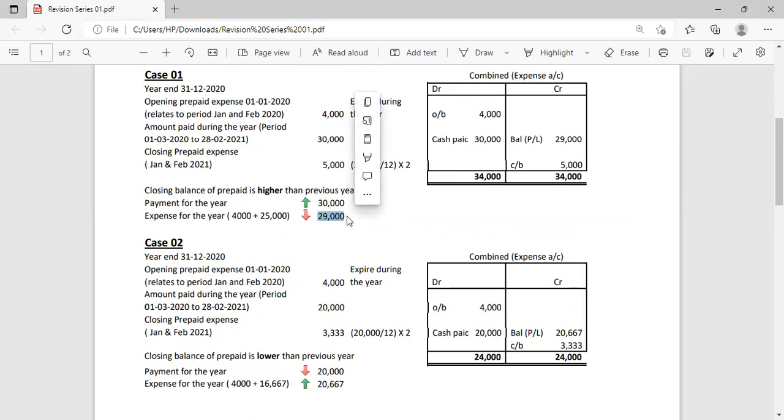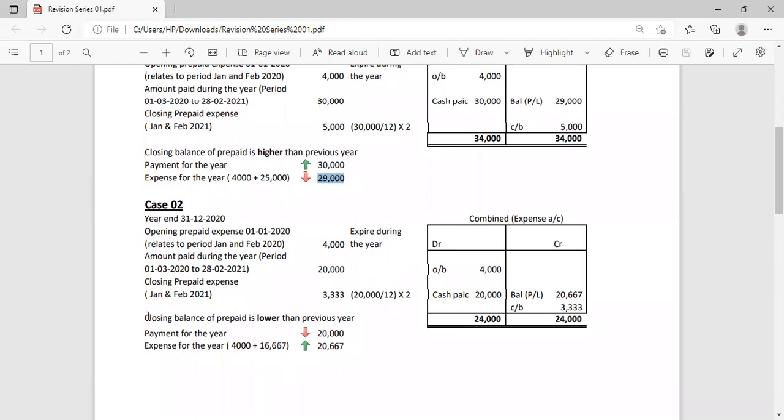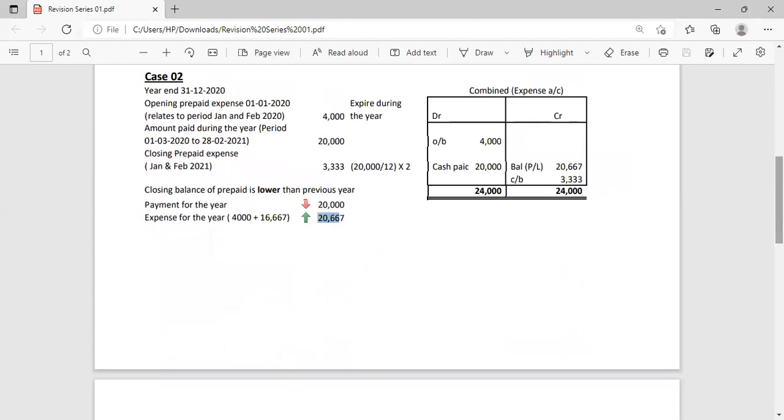Right? If the examiner asks you that the closing balance of the prepaid is higher than the opening balance, it means that the payments made during the year are higher and the expense for the year is lower. But if the closing balance is lower than the previous balance, here you can see 3,000 and here 4,000, it means that the payment is on the lower side and expense is on the higher side. Here you can get the answers for the MCQ questions.